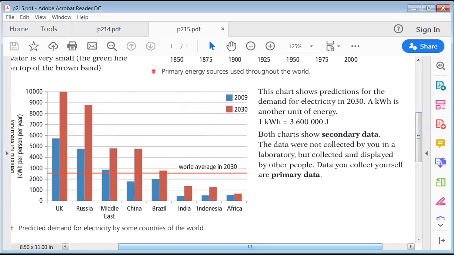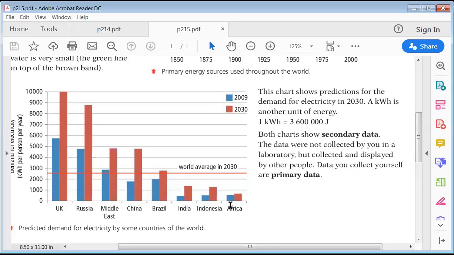Okay, this is the world's changing energy needs. This chart shows predictions for the demand for electricity in 2030. A kilowatt hour is another unit of energy. We have the watt for electricity, or energy from electricity. We have another unit we can use for the demands of electricity, which is how many kilowatt hours, how much energy comes from electricity.